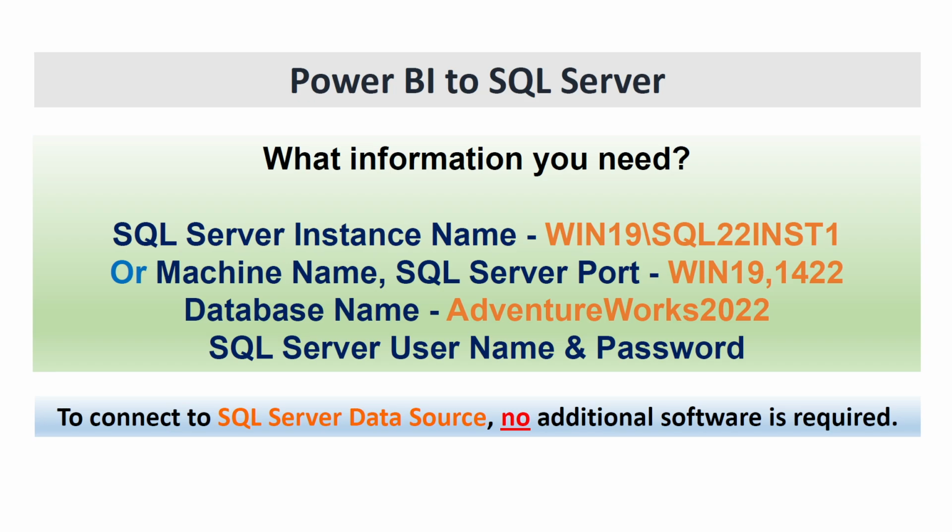Now, before you connect, you need certain information. And what is that? You need to know the SQL Server instance name. It can be either the machine name slash the instance name, or the machine name comma the SQL Server instance port. You also need to know the database that you will be querying, and you need the username and password of the user who has access to this particular database.